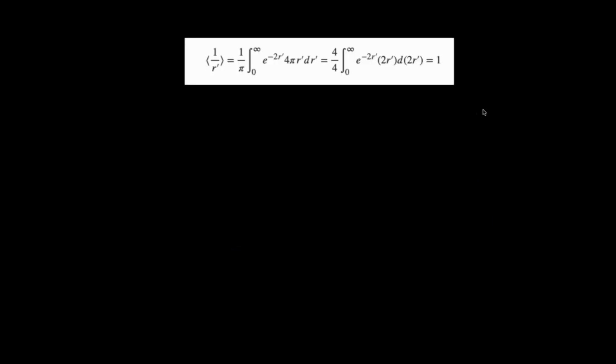Now we can also compute 1 by r prime. Instead of r cubed, it is going to be r, because one r will get cancelled, and this is 1.